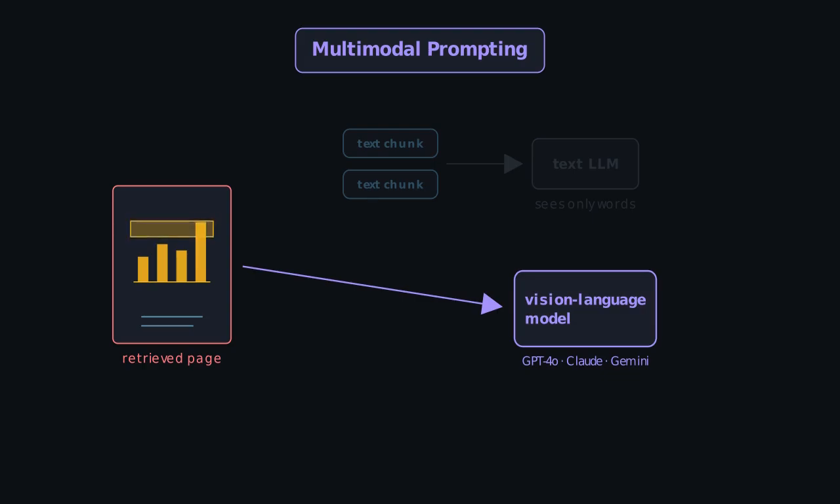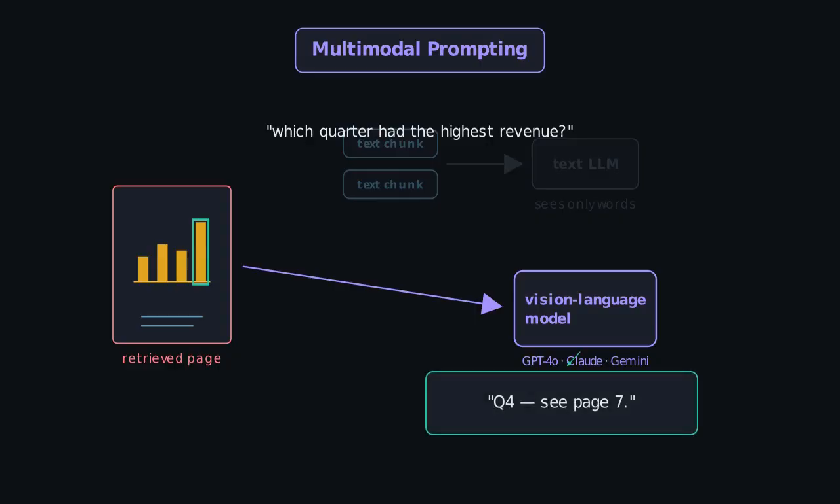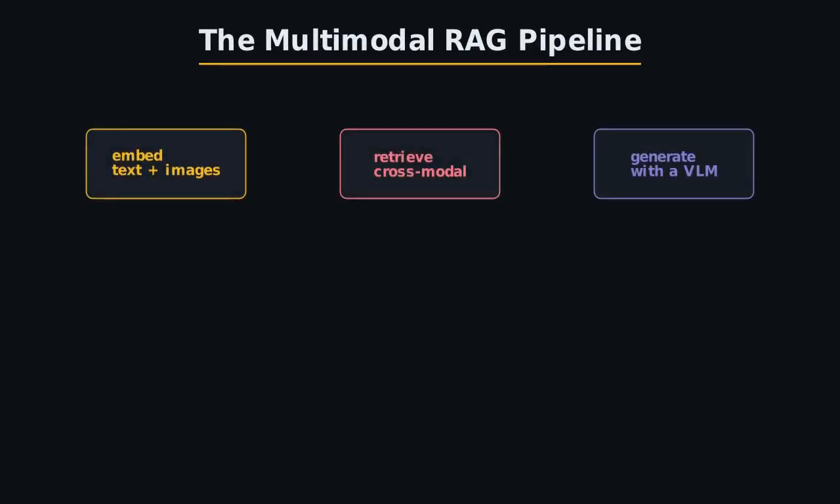Now the model doesn't read a caption of the chart. It sees the chart, reads the table, and reasons over the pixels themselves. Ask it which quarter had the highest revenue, and it can answer by actually looking at the bars and cite the exact page it saw them on. Put it together, and the multimodal pipeline looks like this: embed text and images into a shared or multi-vector space, retrieve across modalities, and generate with a model that can actually see.